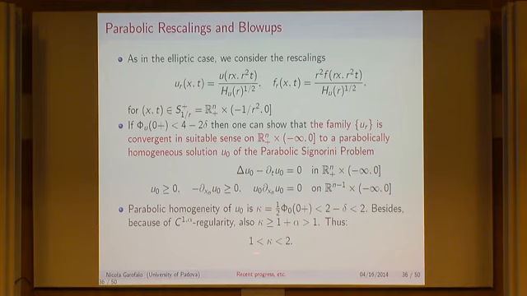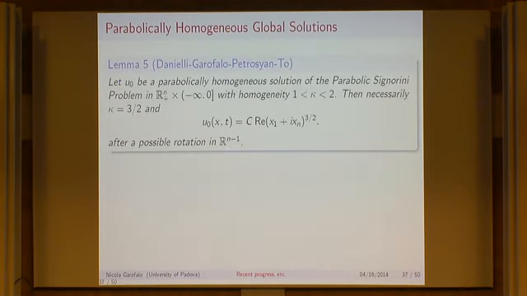Thus, I'm getting to the analog of the gap result of Caffarelli, Salsa, and Silvestre. Let U0 be a parabolically homogeneous solution of the parabolic Signorini problem with homogeneity kappa. Then necessarily kappa has to be 3/2, and U0, after a possible rotation of the coordinates, has to be the time-independent global solution of the Signorini problem. Okay?